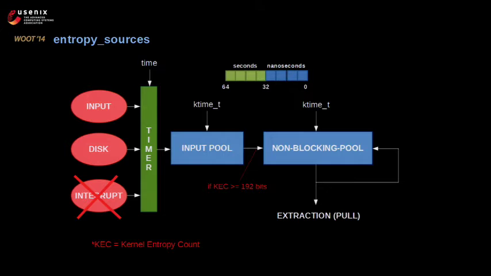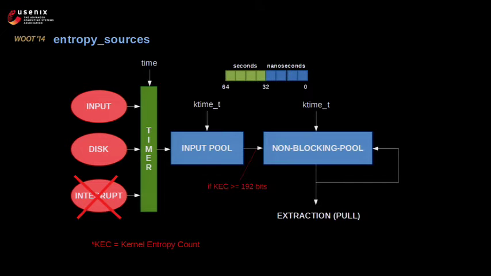So it's pretty simple. If you request a value from dev urandom or the get random bytes call in the kernel, it will simply perform this hash and update on the non-blocking pool. And if there is sufficient entropy within the input pool as determined by the kernel, so there's this kernel entropy count that represents an estimation of entropy, and if there is a sufficient amount of entropy, 192 bits, then this non-blocking pool will, in essence, copy entropy from the input pool.